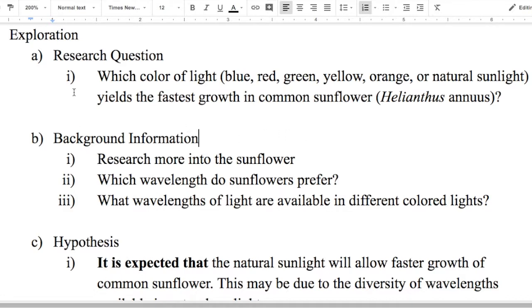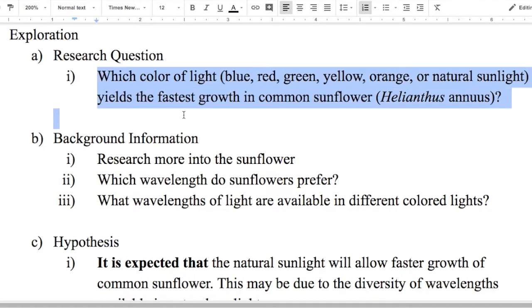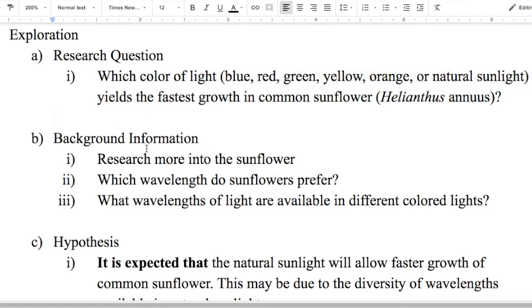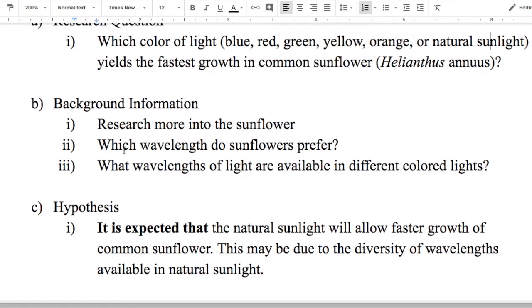So for example, for this specific research question, I might research more into what sunflowers are, maybe which wavelength of light do sunflowers prefer, and what kind of wavelengths of light are available in those different colors of lights. So make sure you tie in your research and tie in your variables into your background information.